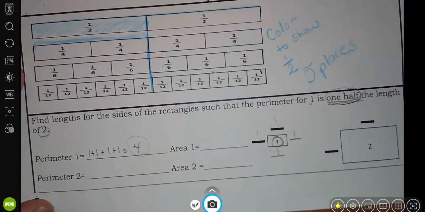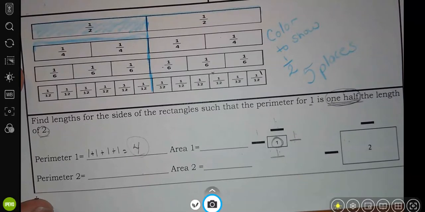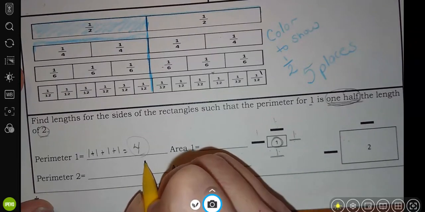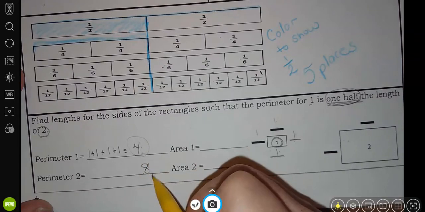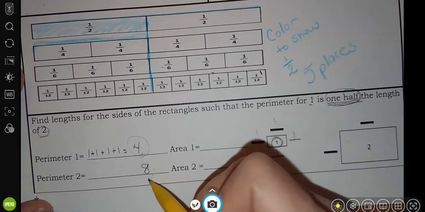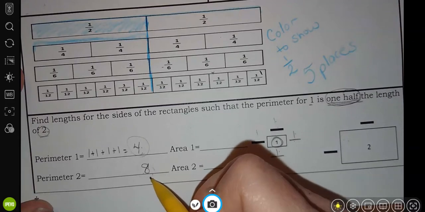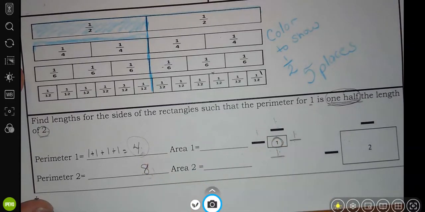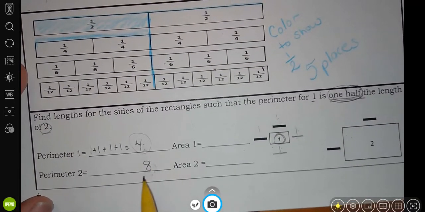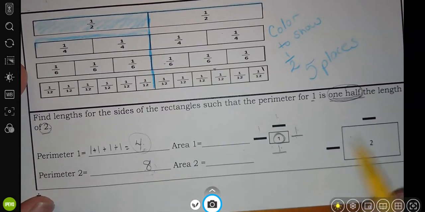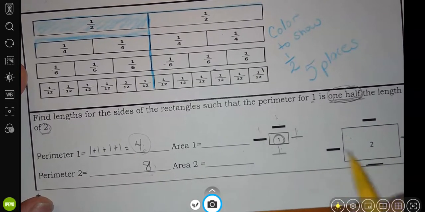So if that perimeter is 4, it has to be 1/2 of 2, which means the perimeter of 2 has to double the perimeter of 4. So I have to take those sides and they must add up to how much? They've got to add up to 8. Isn't 4 half of 8? If I have 8 cookies and divide them in half, each person's going to have 4 cookies, right? If I divide them amongst a group of 2 people. So the perimeter here, these sides must add up to 8.